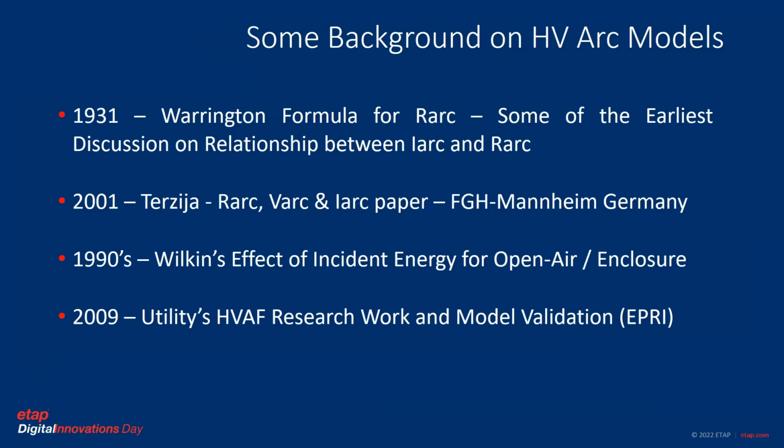Decades later, the works of German researchers Terzija and Koglin at the FGH Mannheim laboratories provided the foundation to what we now call ETAP ArcFault Method 1, which is typically used in countries using IEC standards. Terzija and Koglin experimented with long single-phase arcs in open air, and using their test results managed to derive a relationship between the gap, current, voltage, and resistance.